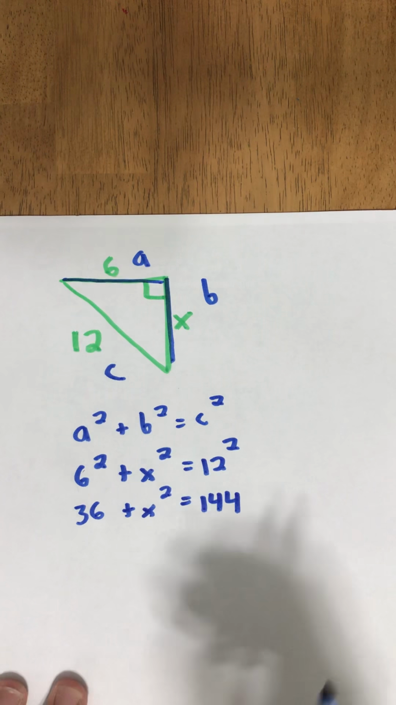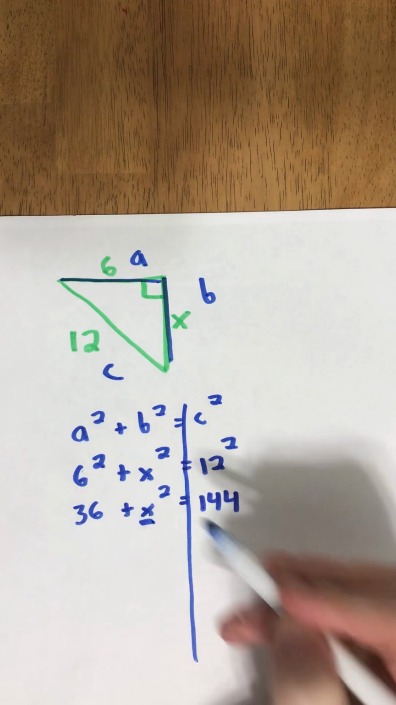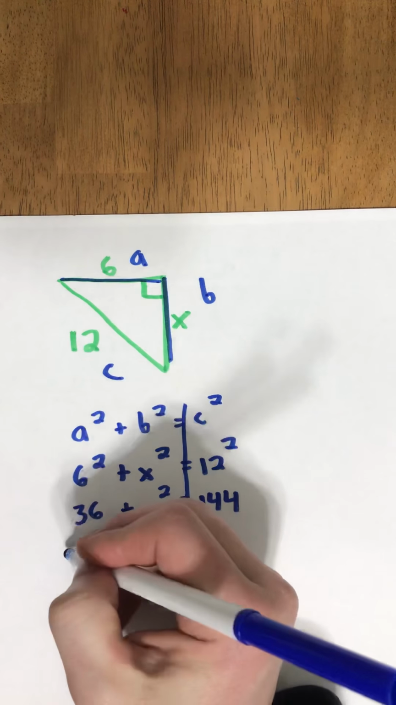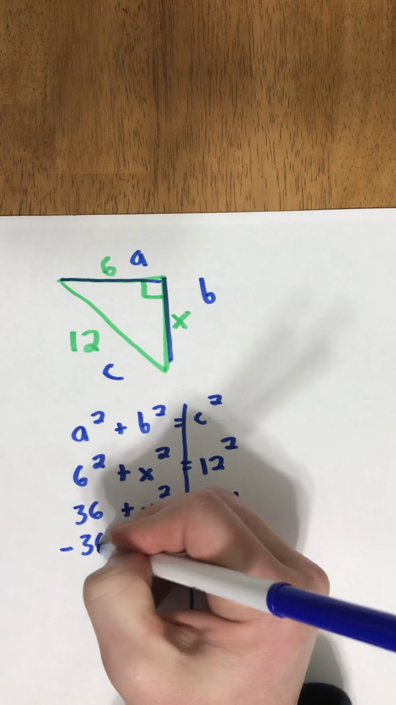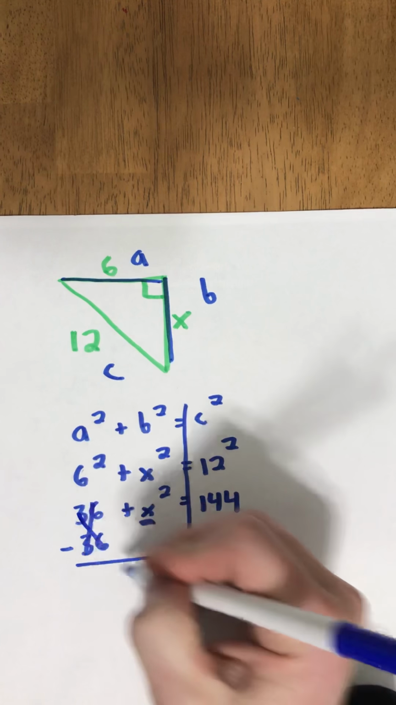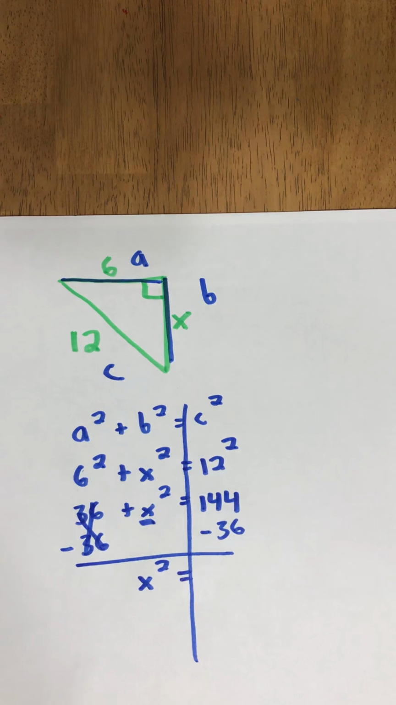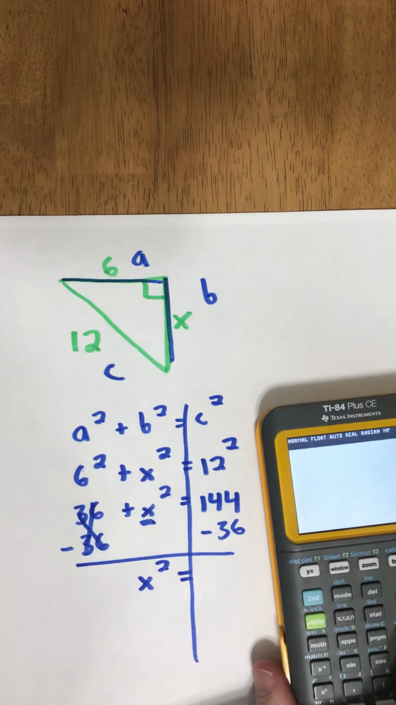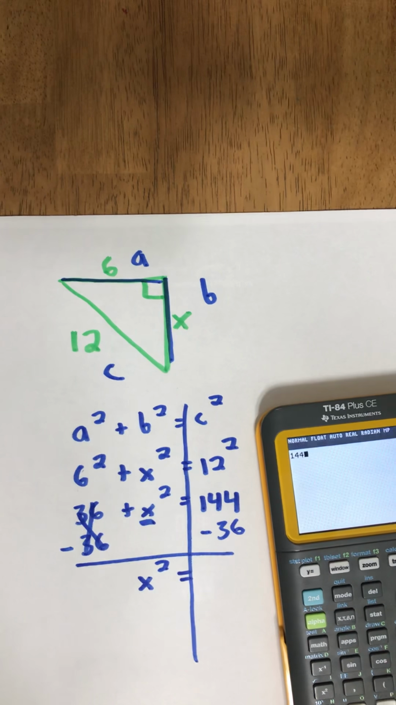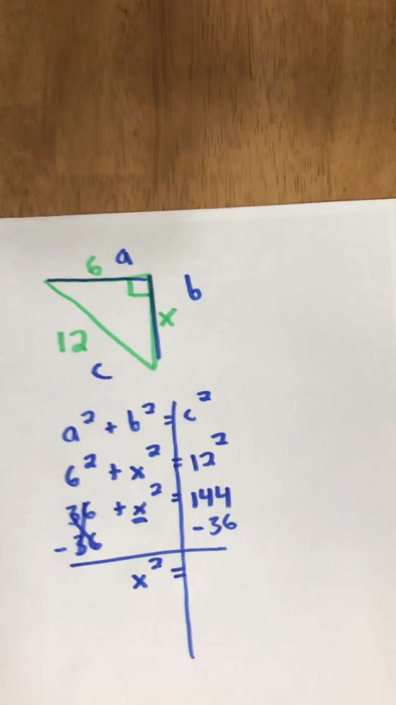Now just like before, we're going to think about this as an equation. We need to get x by itself. So we're going to subtract 36 on both sides. So I'm going to have x squared equals 144 minus 36. If you don't feel comfortable, you can use a calculator. 144 minus 36. You get 108.